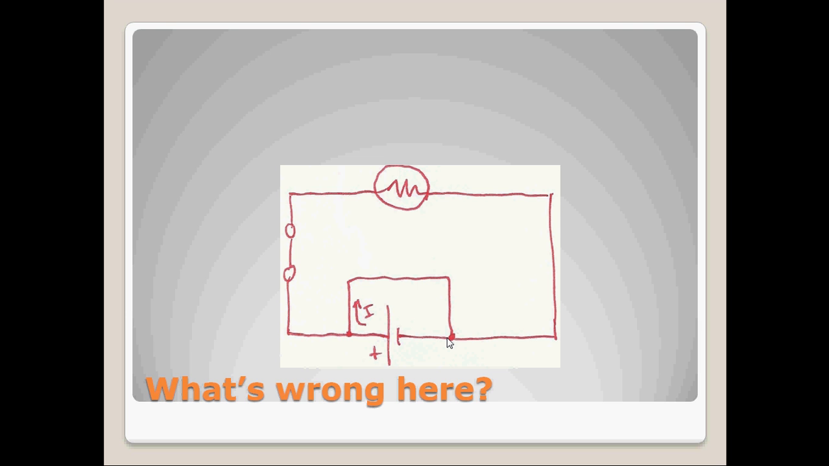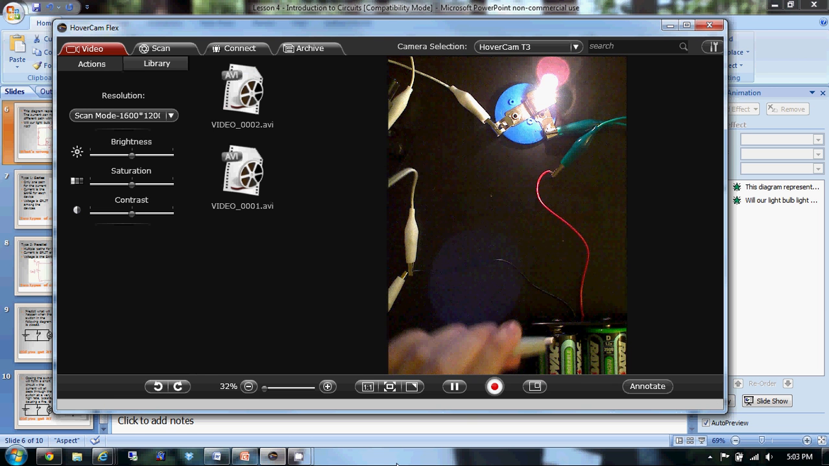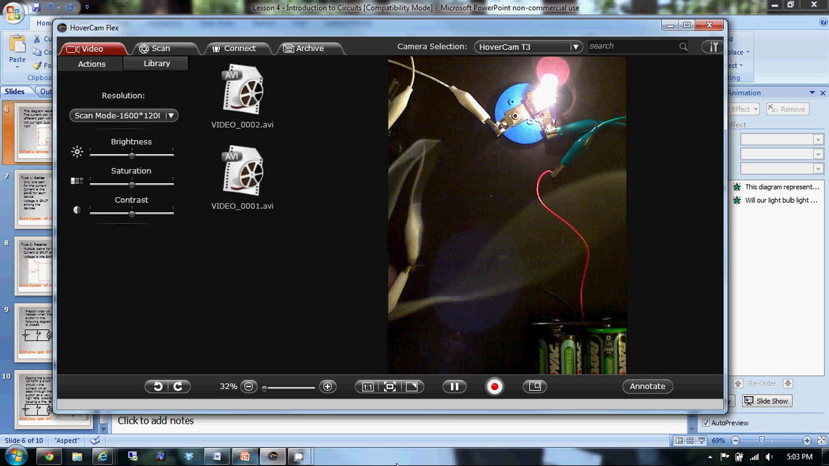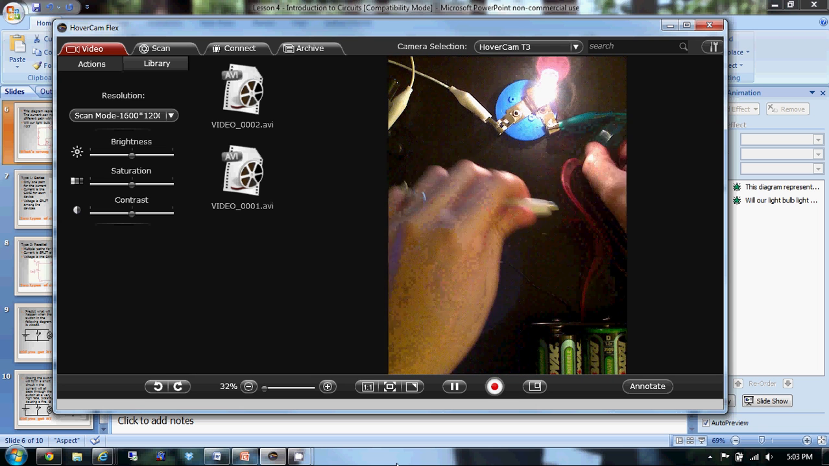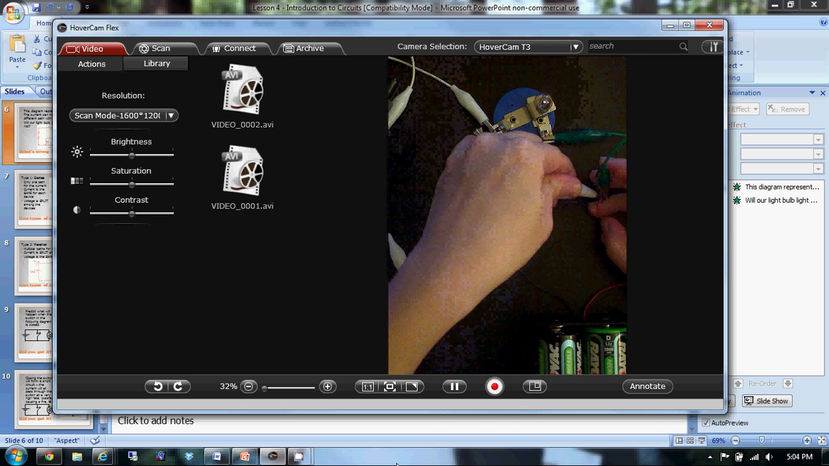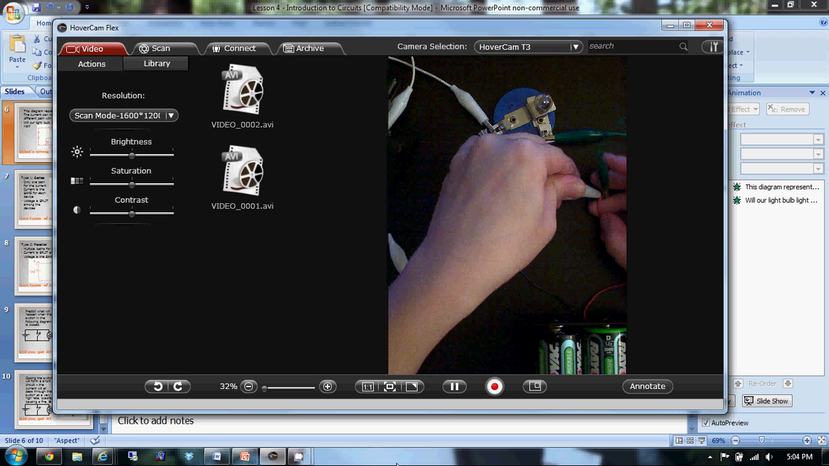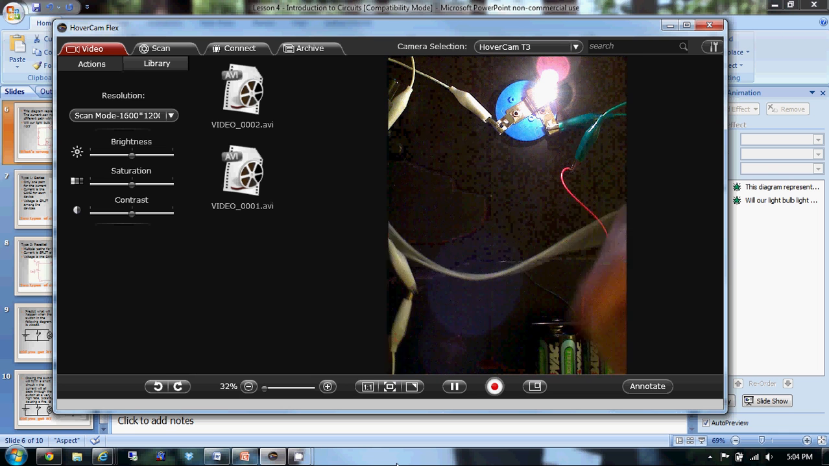Alright. So here's what you'll notice. I'm starting off with the same circuit as before, but now what I'm going to do is take this extra wire and add it in just around the battery. What happened to my light? It's gone. Ouch, and it burned me.